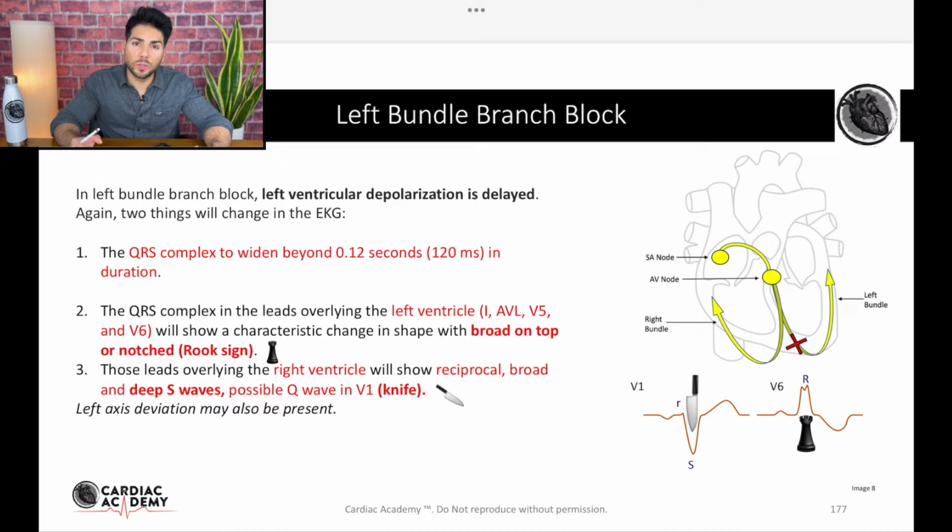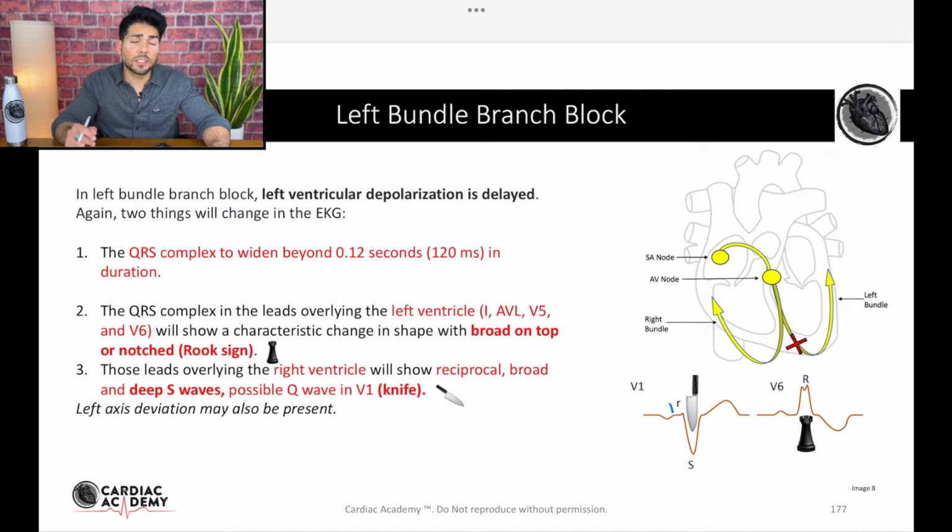Then we shift into left bundle branch blocks. And in left bundle branch block, again, you're gonna see a widened QRS complex because the left bundle is blocked, so it has to wait for the right side of the heart to depolarize, so it starts depolarizing the left side. So it's gonna be a delay, it gets widened, okay?